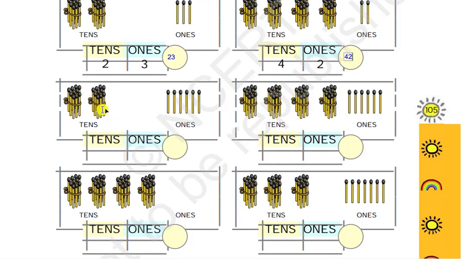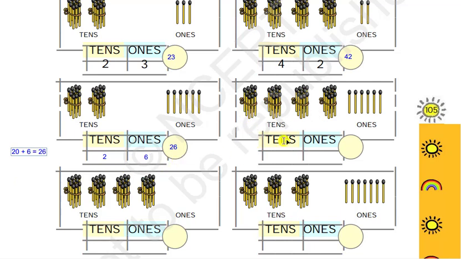Next, here there are 2 bundles of matchsticks which is equal to 2 tens, and if we count the loose matchsticks it is 1, 2, 3, 4, 5, 6. So this is 6 ones. In total it will be 26. Now how is it 26? So 2 tens is equal to 20 plus 6 ones is equal to 6. Finally 20 plus 6. After 20 if you count 6 it will be 21, 22, 23, 24, 25, 26. So that is how we get 26 here.